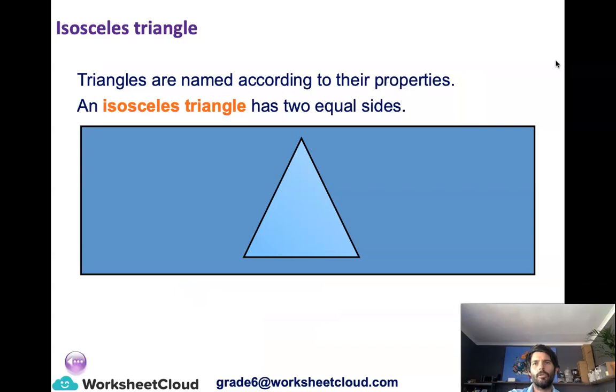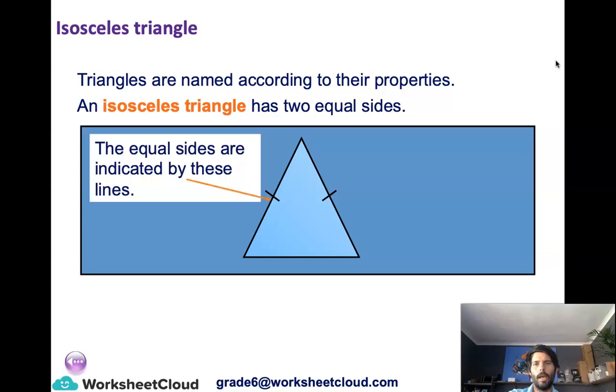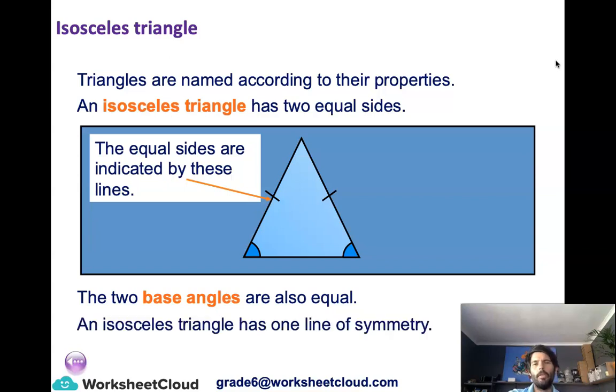So then an isosceles triangle, again, has two equal sides. We indicate those two equal sides with those two small stripes that you've just seen appear. And we know that the base angles of the isosceles triangle are always equal. So that's an isosceles triangle, and it has one line of symmetry, which means we can fold it in half along that line, and the two halves will line up exactly on top of each other.